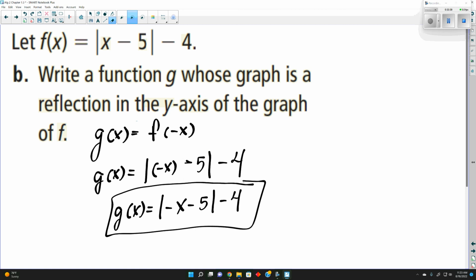Since we haven't finished the notes, we still have vertical stretch and vertical shrink left.